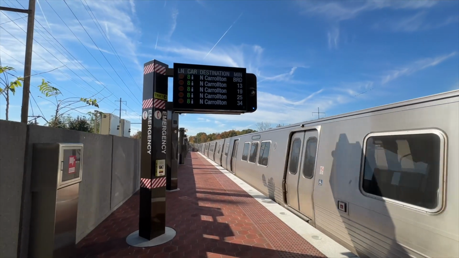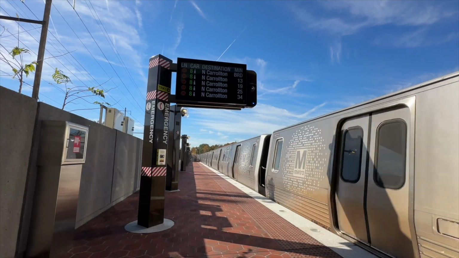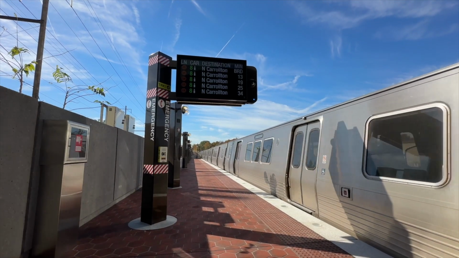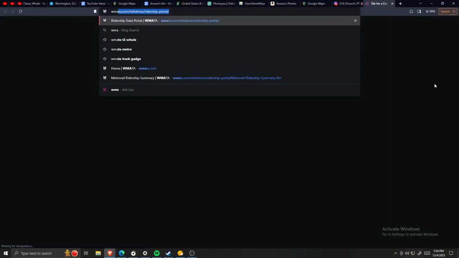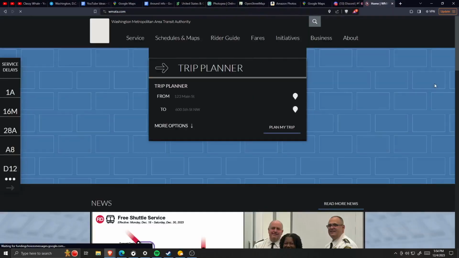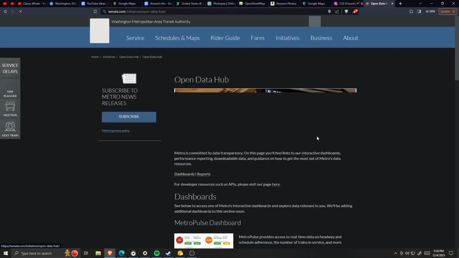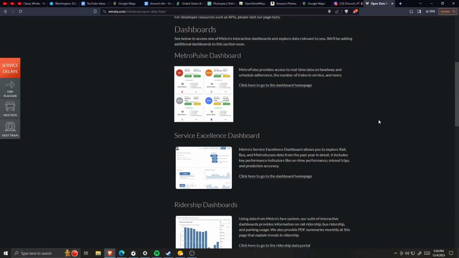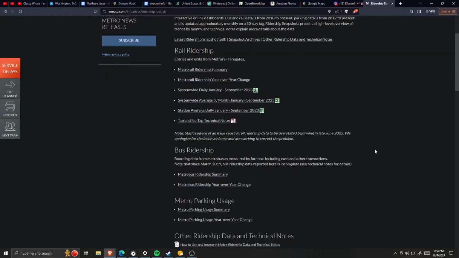The Washington Metro Area Transit Authority, or WMATA, has a great tool on their website to take a gander at the ridership on their system. Let's take a look. All right, so let's open a new tab. Go to wmata.com, and I'll show you how to find it. So just hover over Initiatives, find Open Data Hub, or Data. I prefer Data. And then you go down here and hit Ridership Dashboards, and then you have all of your options.